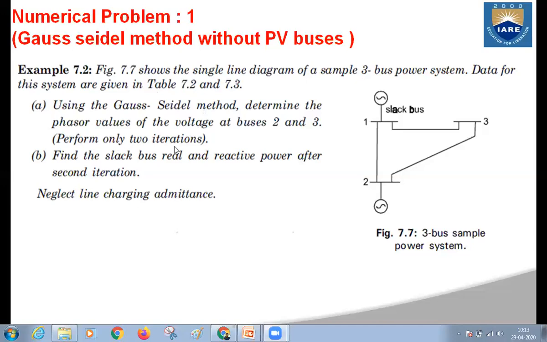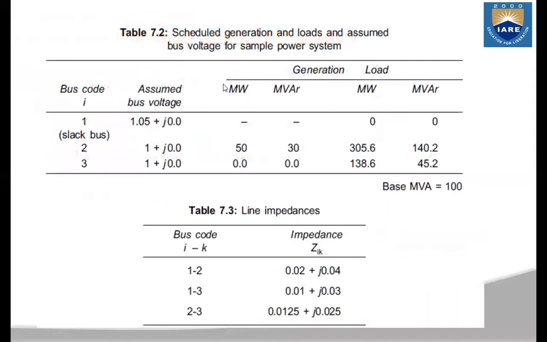Perform only 2 iterations. And second one, find the slack bus real and reactive power after second iteration. Neglect the line charging admittances. Okay, so here a simple 3-bus power system is given, and the data for this system is given in Table 7.2 and 7.3, which are in the next slide. So this is the data given for that 3-bus system.